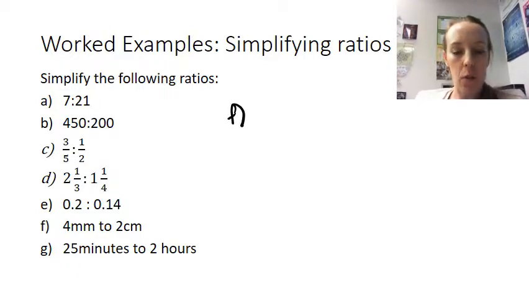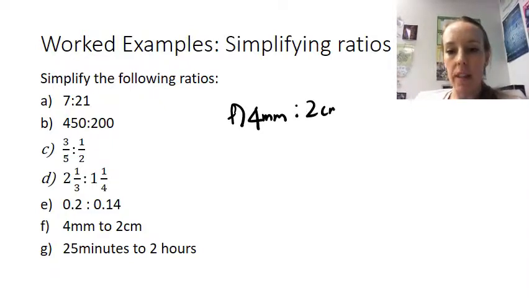So for F, we've got 4 millimeters is to 2 centimeters. So we can't simplify that just yet because we're looking at different units. So you've got to convert them both into similar units. If you've got 2 different units, it's easier to convert to the smaller unit, so in this case, millimetres. So 4 millimetres is to 20 millimetres.